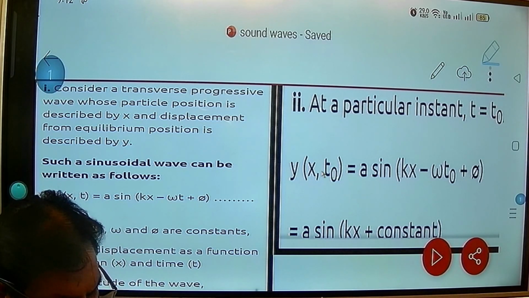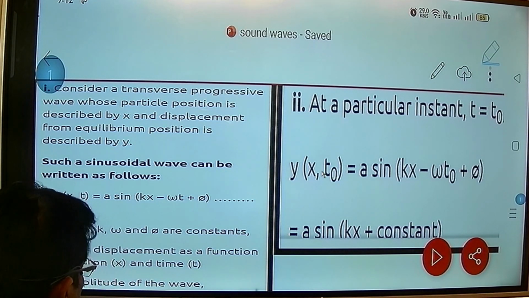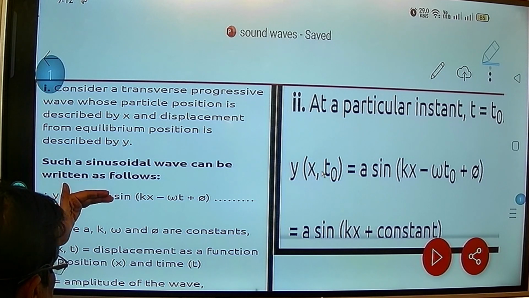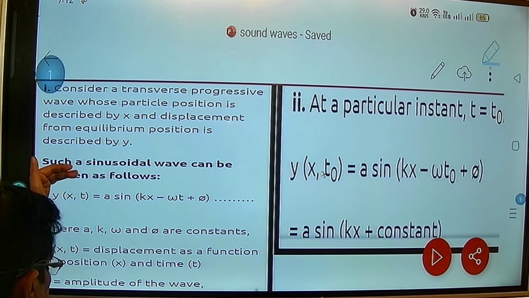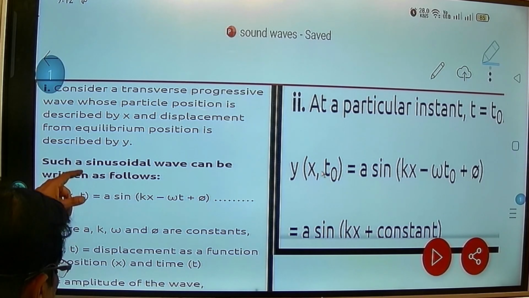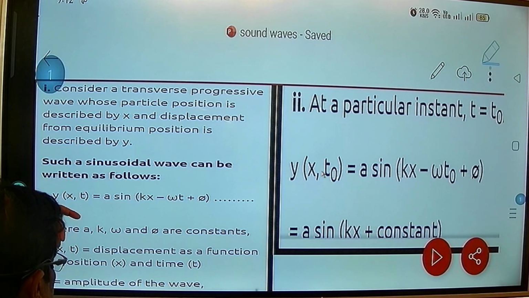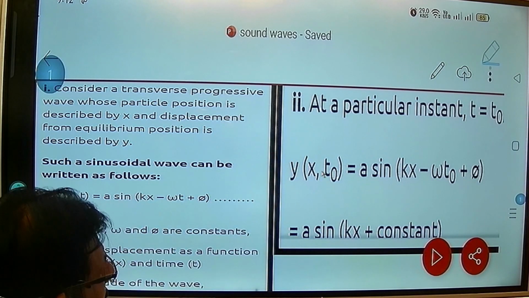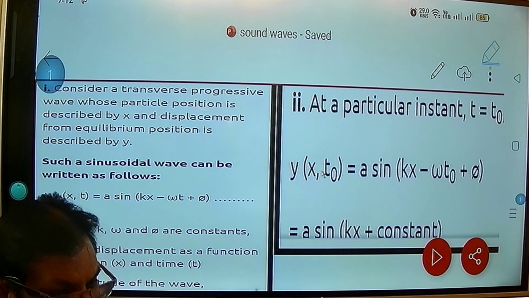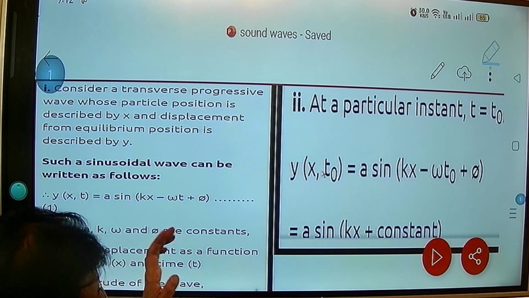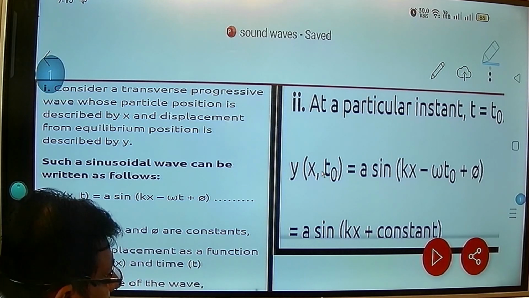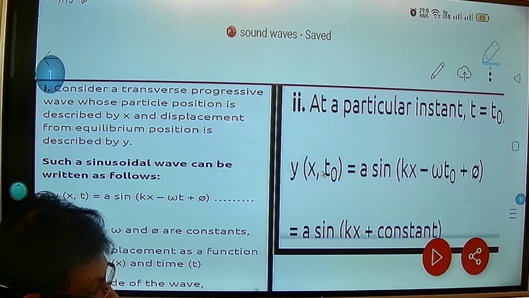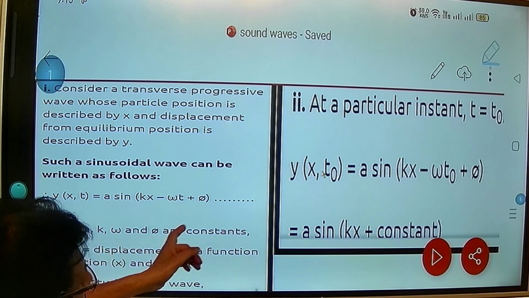Second is that at a particular instant, suppose now we have come to the equation only, the sine wave equation. In terms of y, we say that it is nothing but displacement, and this displacement is said to be the function of x and time t. Now we will go for the second term. If we take this wave at the time t is equal to t0, means at an instant when we take the time t is equal to t0, we can write the same equation like this.